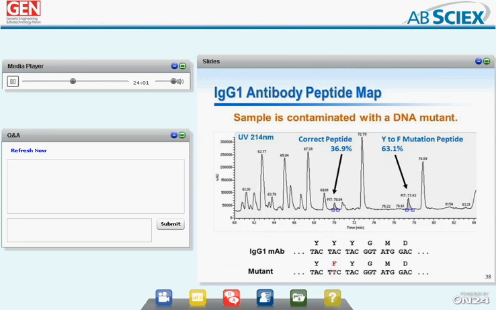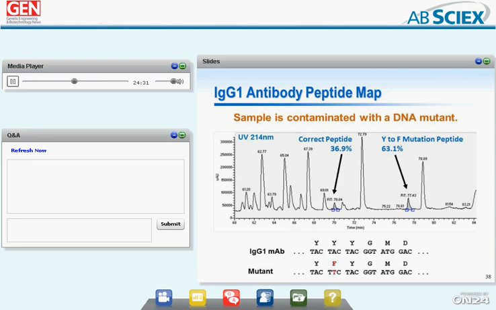When we move back to looking at the antibody peptide map with our UV signal, we were able to confirm from the MS-MS spectra, without any prior knowledge, that this sample was contaminated with a DNA mutation. We then looked back at the UV signal, where we found that the correct peptide resulted in 37% of the possible UV chromatogram absorbance, while the Y to F mutation peptide resulted in 63% of the absorbance.